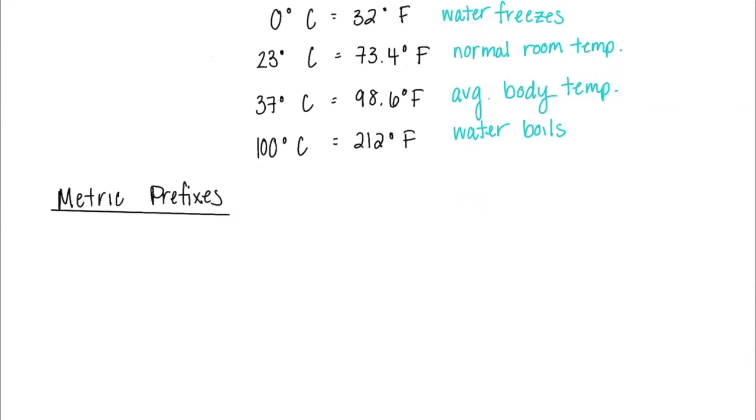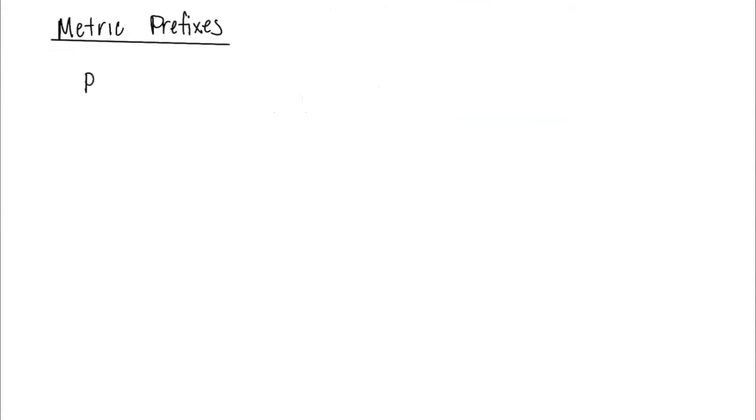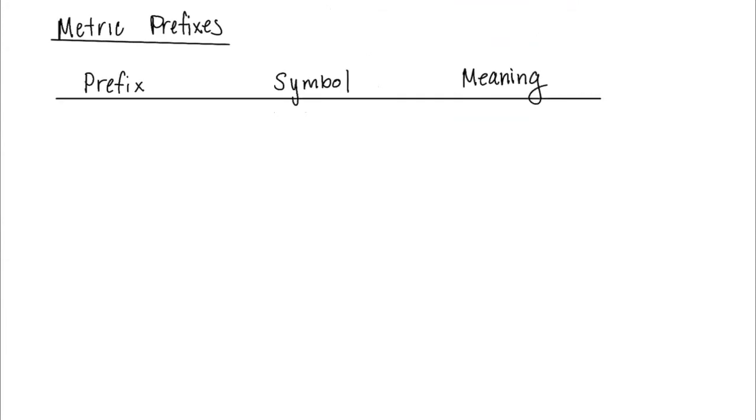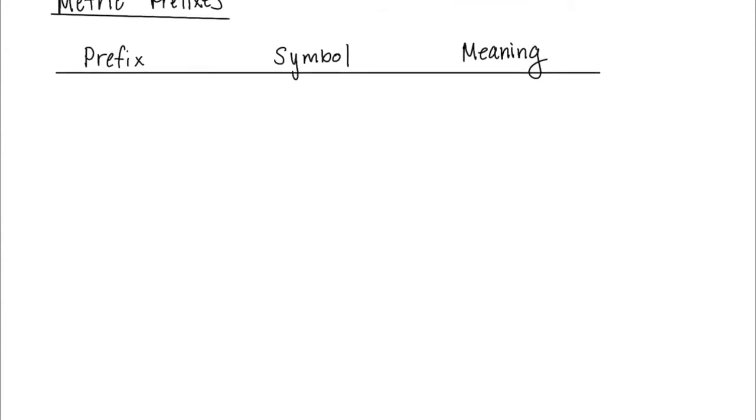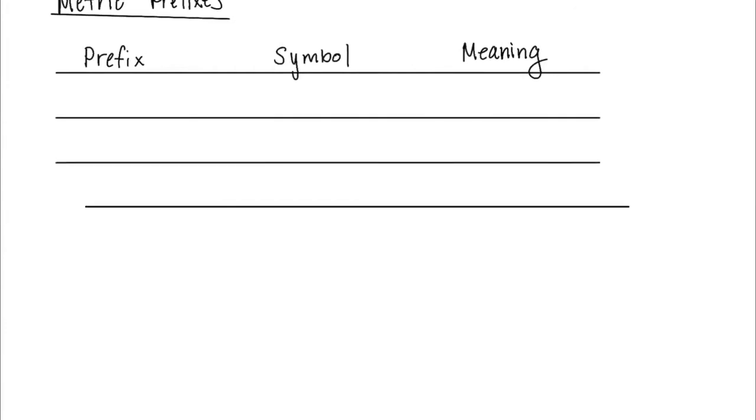So what I'm going to do is write the prefix itself, what symbol we use in front of that basic unit, and then we're going to put the meaning. So basically, in comparison to that base unit, how large is that quantity? And so in total, we have 7 prefixes, 1 just being the base unit. So I'm going to go ahead and fill in my chart now.